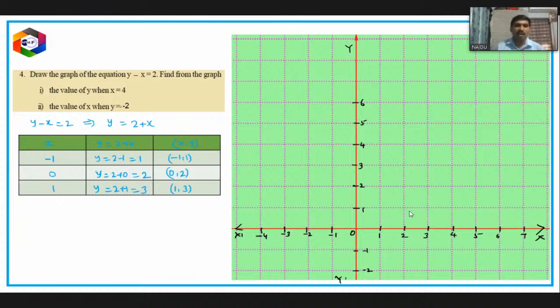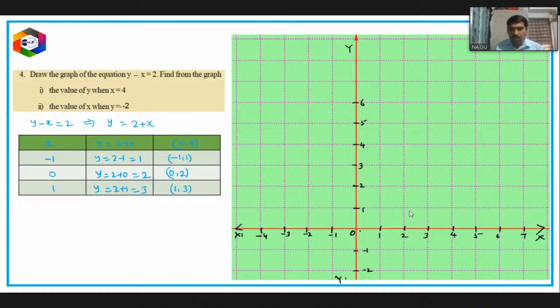That is the scale. Now I am plotting these points. Observe, children. -1, 1: X direction -1, Y direction +1. So this will be the point. Observe carefully. And x value 0 and y value 2. X is 0, y is 2 means this is the point.